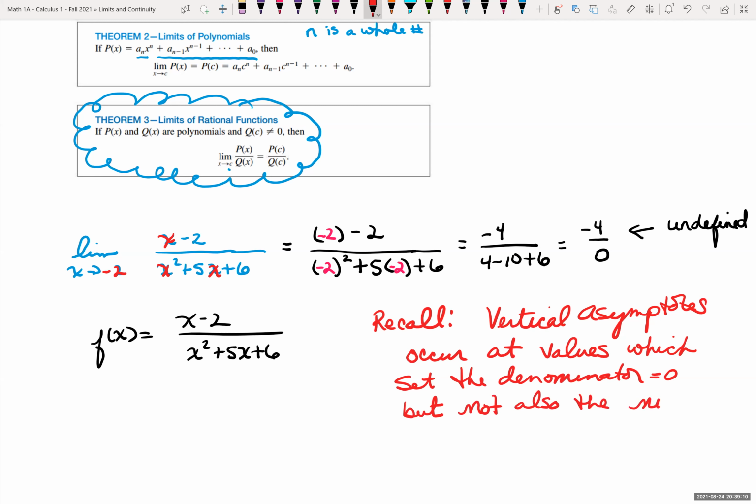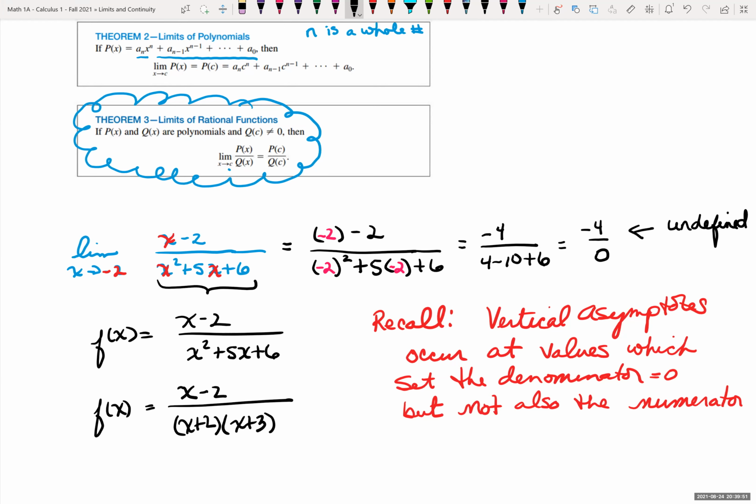So if we go back to this function, f of x, and we factor that denominator, we'll notice that we have a vertical asymptote at x equals -2. Okay, so if we look at the denominator, x squared plus 5x plus 6, what multiplies to give us 6, but adds to give us 5? So 2 and 3. So I see that that factors as x plus 2, x plus 3.